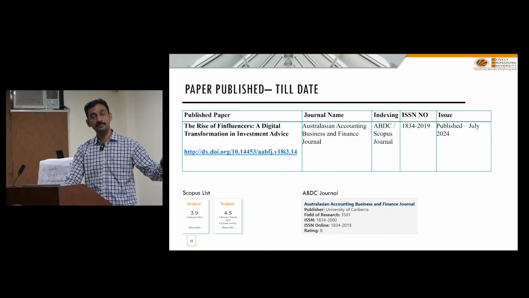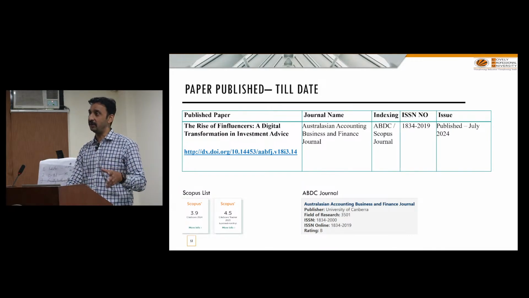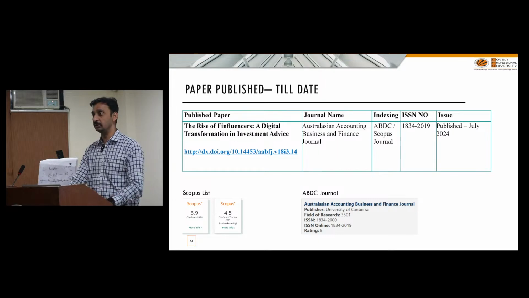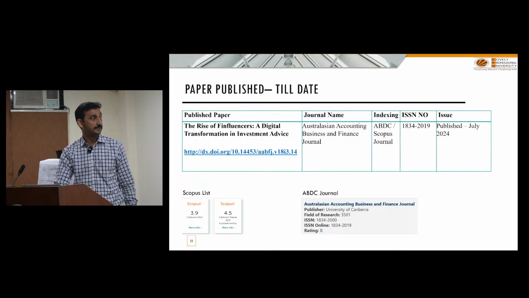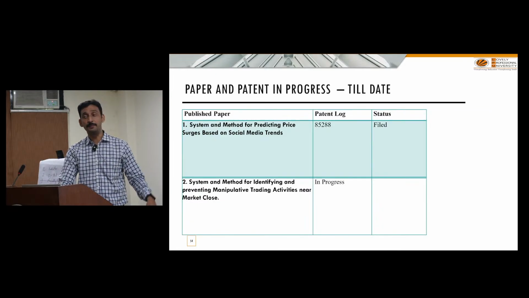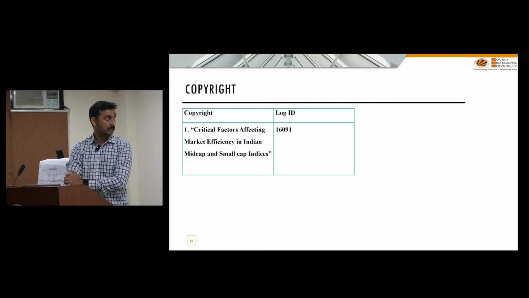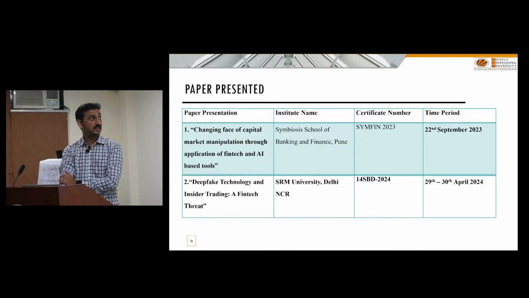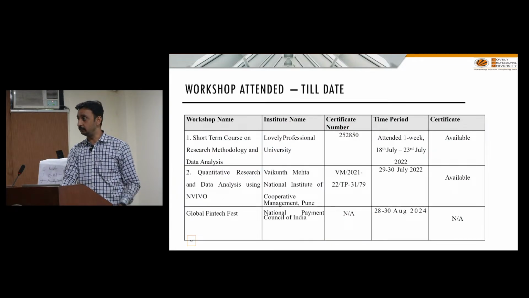Apart from this, I have filed a couple of patents through my organization, close to 9 patents in the US. But that is not with the SIR, so I have not included it in the scope of this academic work. This is the copyright, the grade assessment matrix which we have defined for the regulator. These are the paper presentations. I presented at SRM University Delhi and the Symbiosis School of Banking and Finance here. And some workshops that I attended during my tenure.